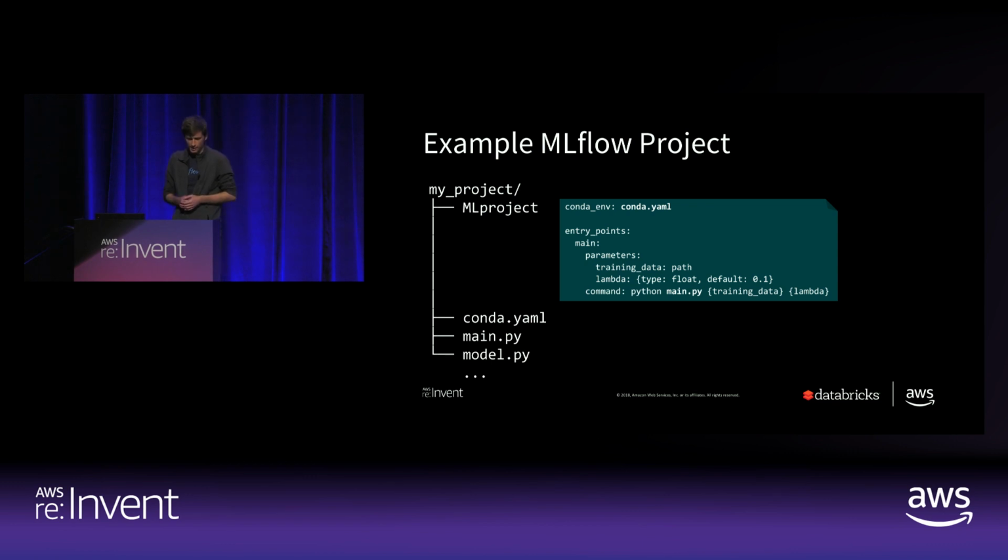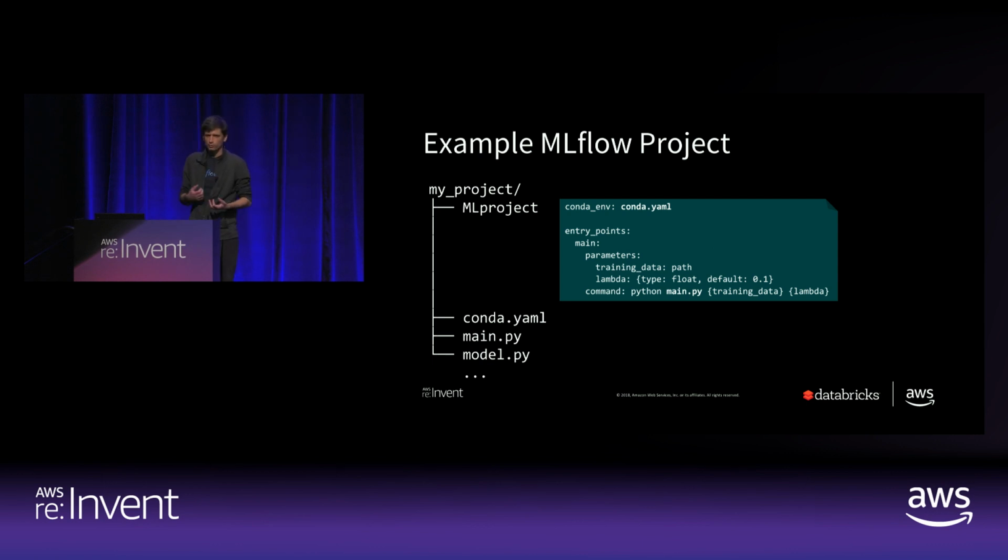Now here is an example how MLflow project looks like. So you can see that it's basically a directory structure with code and then some extra stuff. And the extra stuff is, let's start with the ML project file. So it is a file which contains configuration of your machine learning project. In this case, you can see that it specifies conda environment, which has the dependencies. And then it has a list of entry points. In this case, there's only one entry point called main.